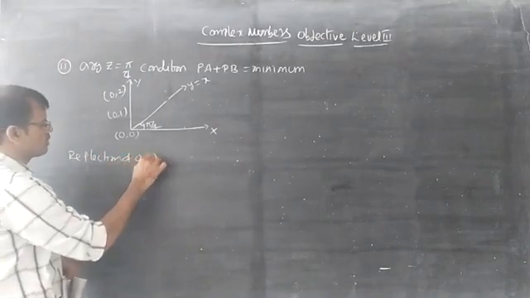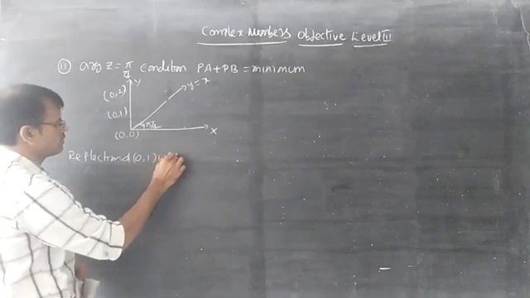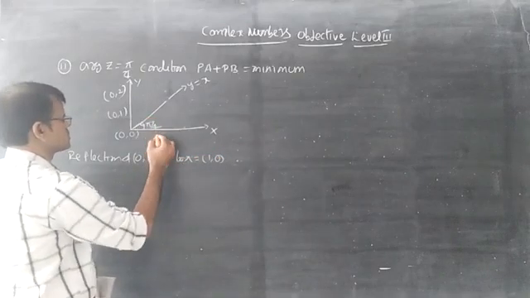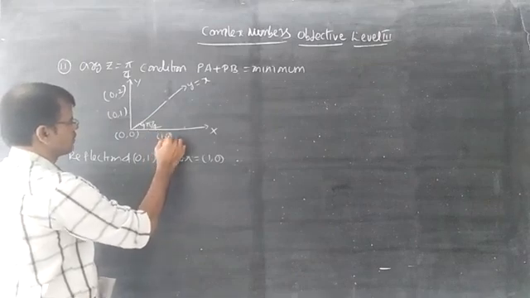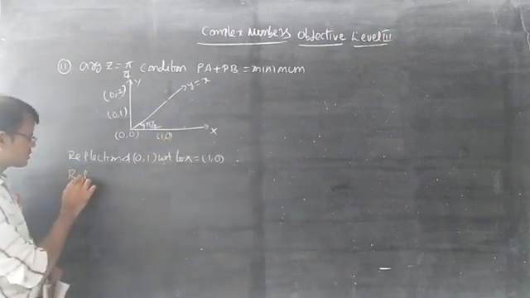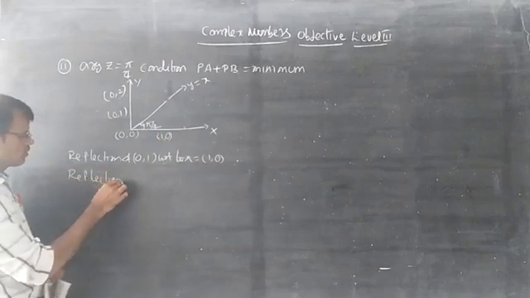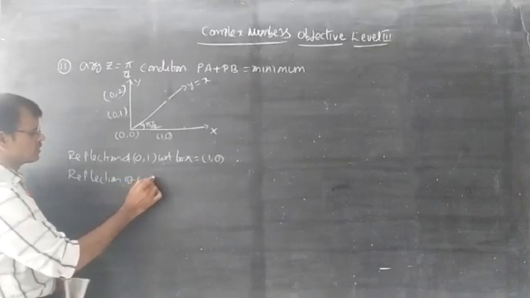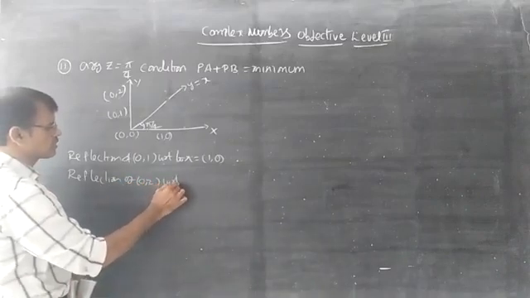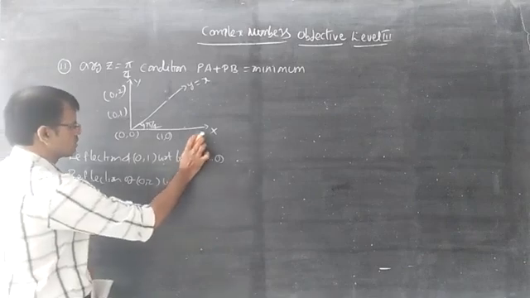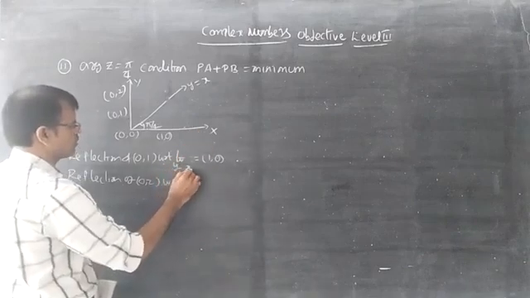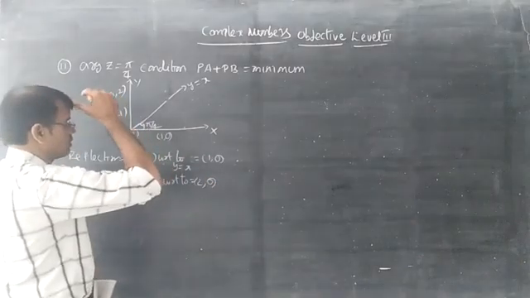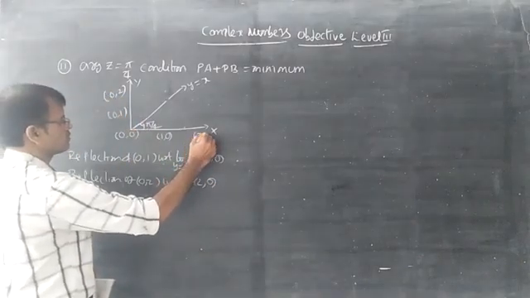Reflection of (0, 1) with respect to y equal to x is (1, 0), because y becomes x and x becomes y. In the similar way, the reflection of (0, 2) with respect to the line y is equal to x is (2, 0). Put here (2, 0).